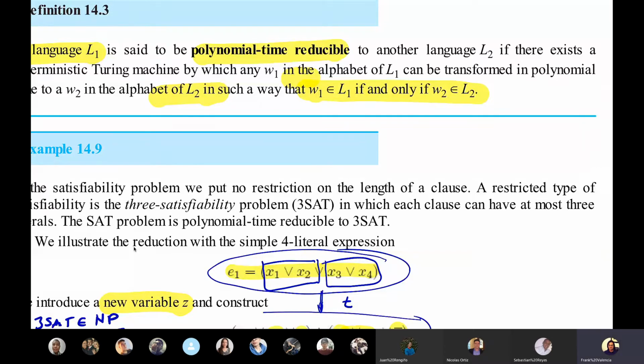Teacher, the W is an input alphabet or what? No, it's a W in the alphabet of L1. It's a string. So basically it's saying this string belongs to the language L1 if and only if the transformation W2 belongs to the language of L2.